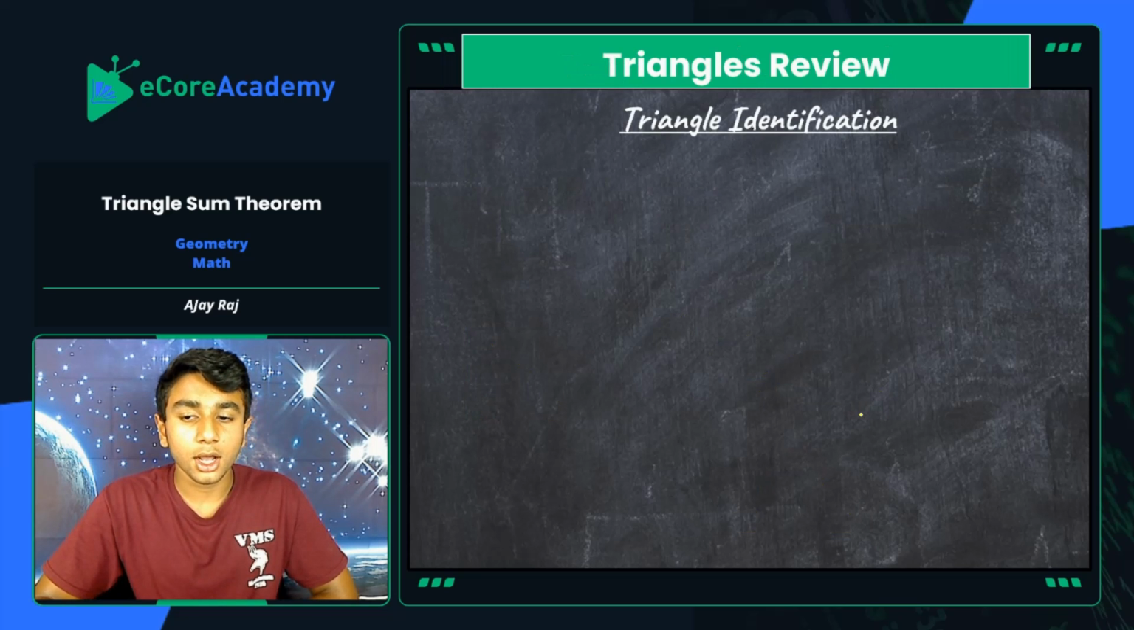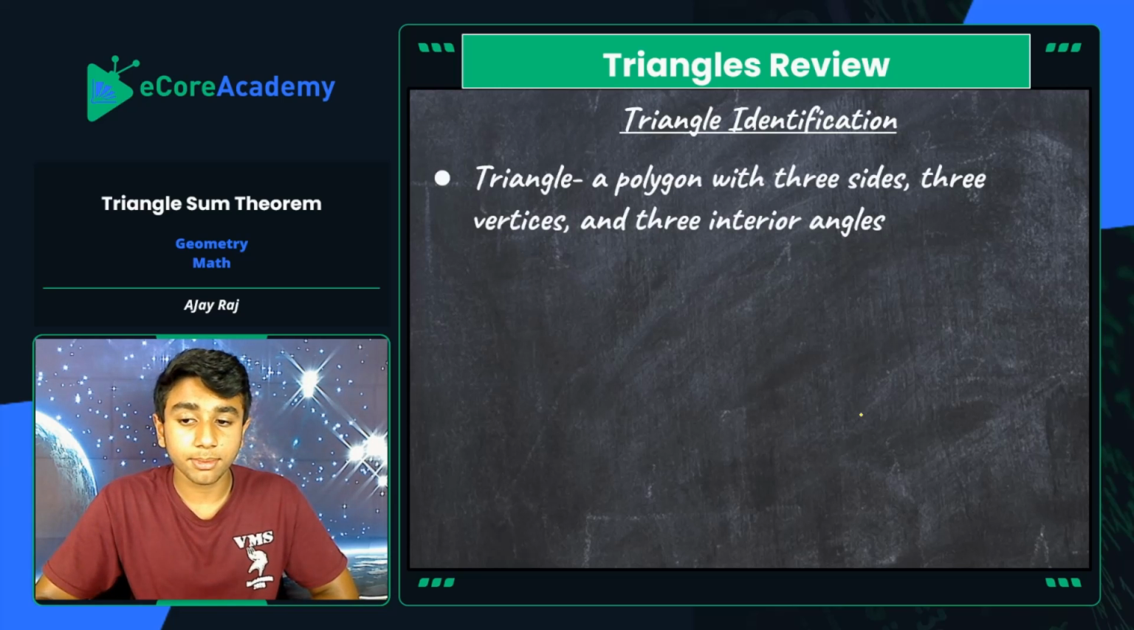Before we actually jump into identifying the triangle sum theorem and using its properties, let's look at triangle identification, because I'm going to be referring to that extensively. It's a much easier way of identifying triangles and communicating through paragraph format. So a triangle is a polygon with three sides, three vertices, and three interior angles, information that we've previously seen before.